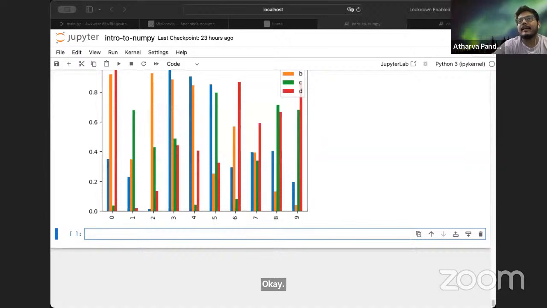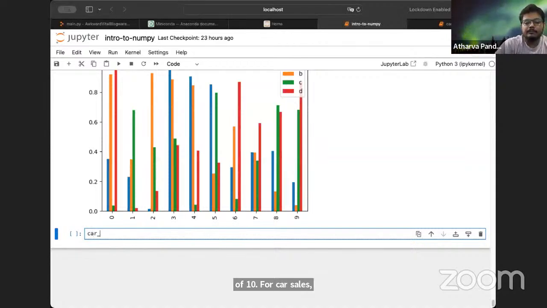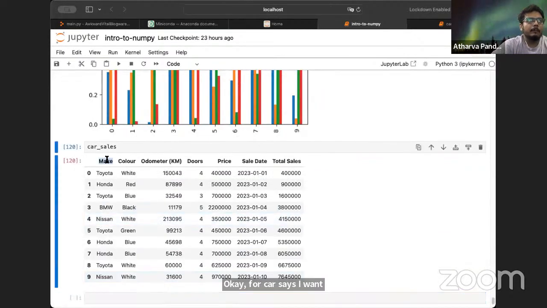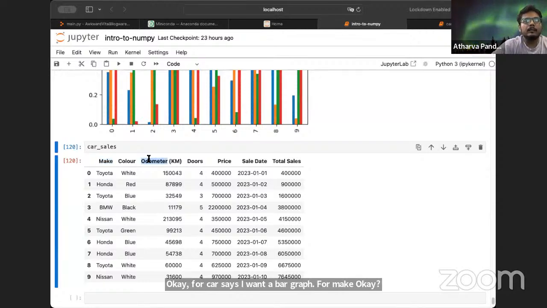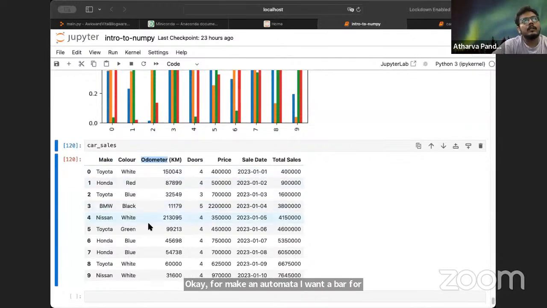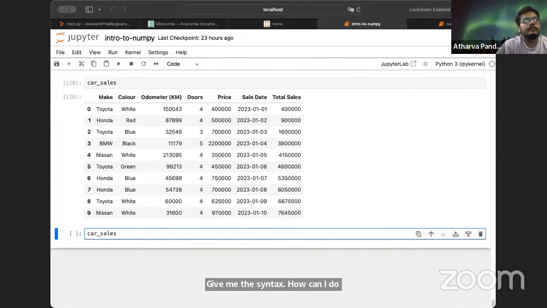Quickly, in 10 seconds. Okay, under the count of 10. For car sales, plot a bar graph. Okay, for car sales, I want a bar graph for make and odometer. Give me the syntax. How can I do it? 10 seconds.